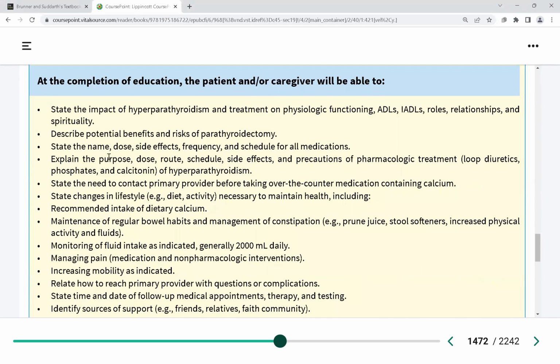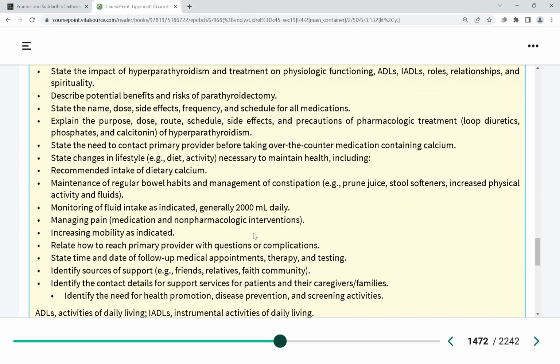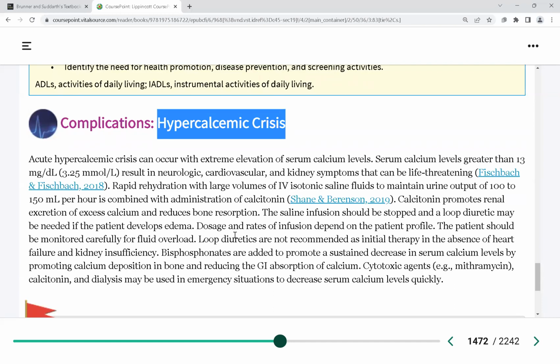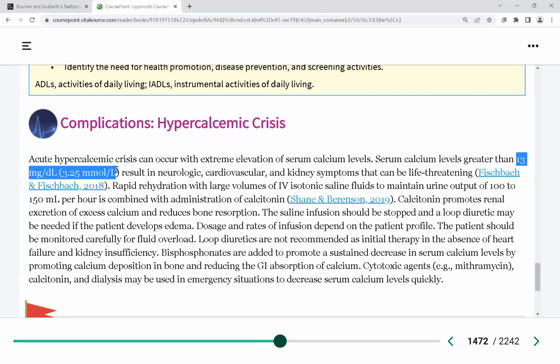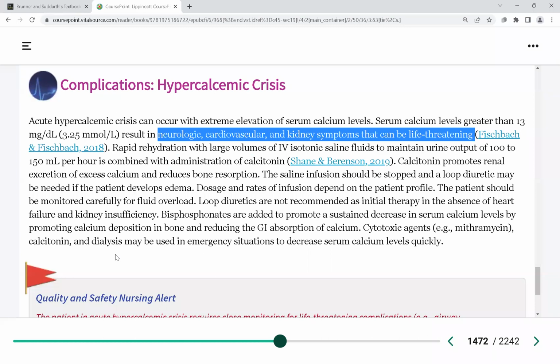And this is a summary of your teachings for the patients with hyperparathyroidism or hypercalcemia. And a complication, there's one, we call it hypercalcemic crisis. So this is a severely high serum calcium level. The normal is between 9 and 10. So this one is greater than 13. So this will result in severe neurovascular, cardiovascular, and kidney complications.